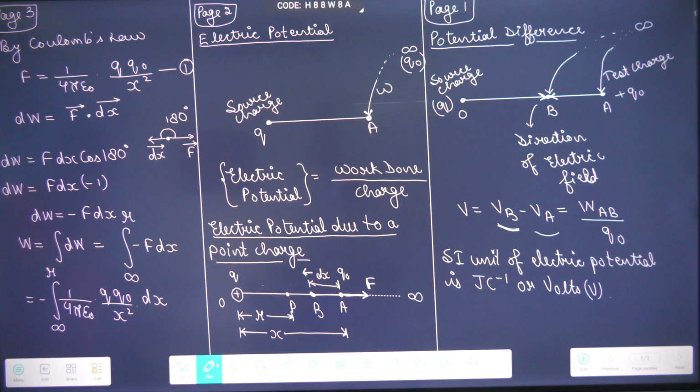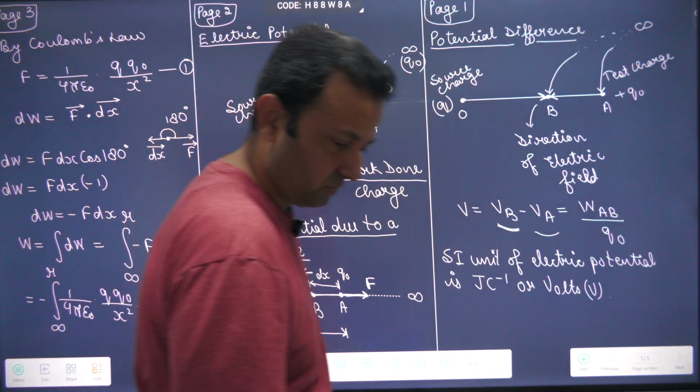Yes, q and q naught are constant here. 1 upon 4 pi epsilon naught is also a constant. Actually, everything except x will be treated as a constant. Only x is variable and every other thing will be treated as a constant. Understood? Okay, so then I will take all the terms except this x square out of this integration. Now I'm moving on to the next slide.